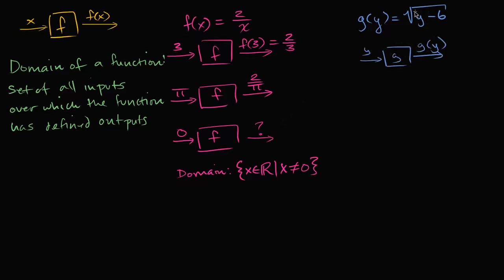Here we are inputting a y into function g, and we're going to output g of y. It's going to be defined as long as whatever we have under the radical is non-negative. If this becomes negative, our traditional principal root operator is not defined. So y minus 6 needs to be greater than or equal to 0 in order for g to be defined for that input y. Add 6 to both sides, y needs to be greater than or equal to 6. So g is defined for any inputs y that are greater than or equal to 6.